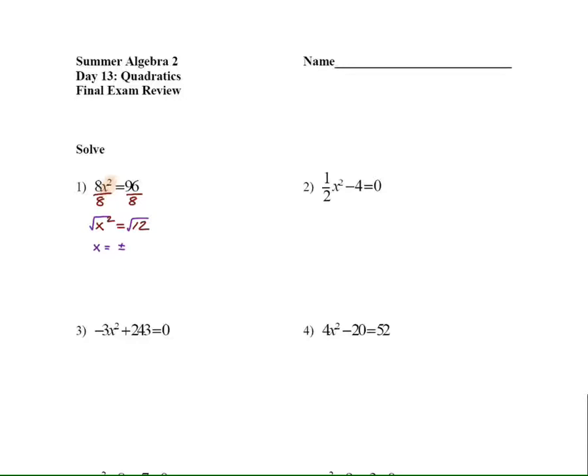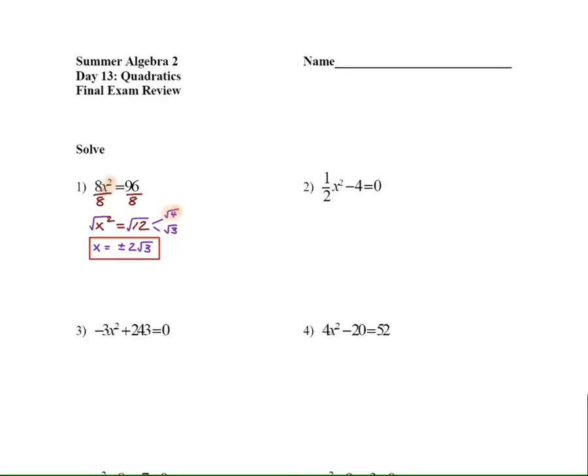And what I need to do then is break up 12. So I'm going to split that into 4 and 3. And the square root of 4 is 2. So this answer is x equals plus or minus 2 root 3. So the square root method was very straightforward there. And that's the method I would use when I have just an x squared and no other x term.